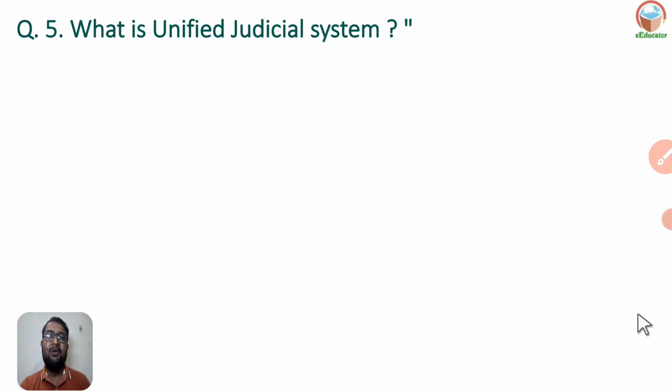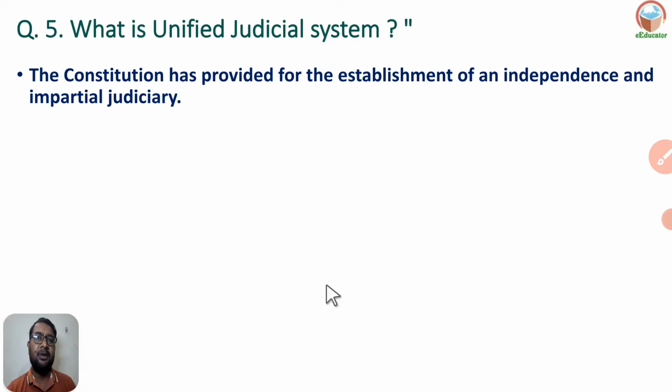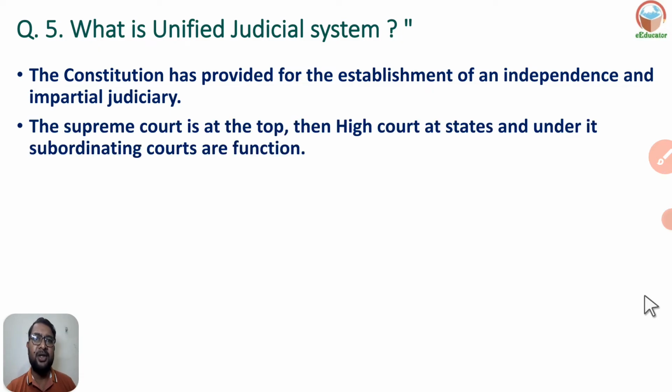Question number 5. What is a unified judicial system? We have made the hierarchy of courts unified. The Constitution has provided for the establishment of an independent and impartial judiciary. The Supreme Court is at the top, then the High Courts in the states, and under them subordinate courts are functioning.